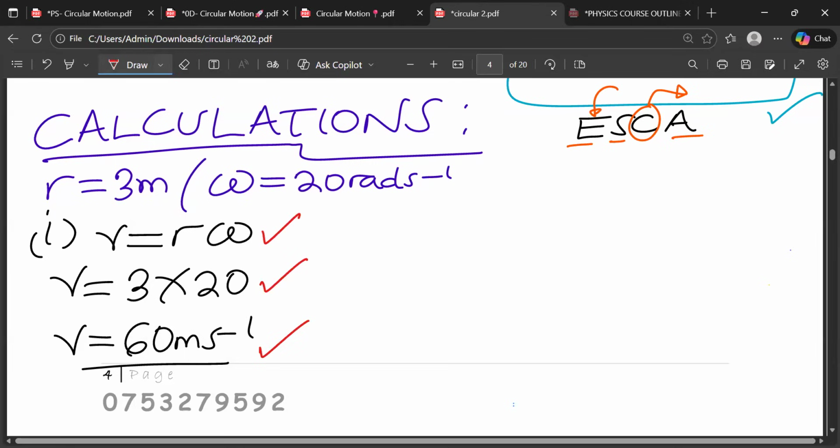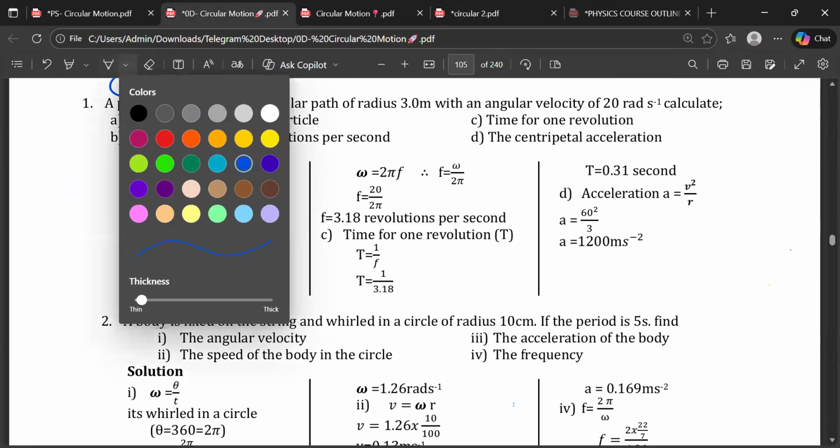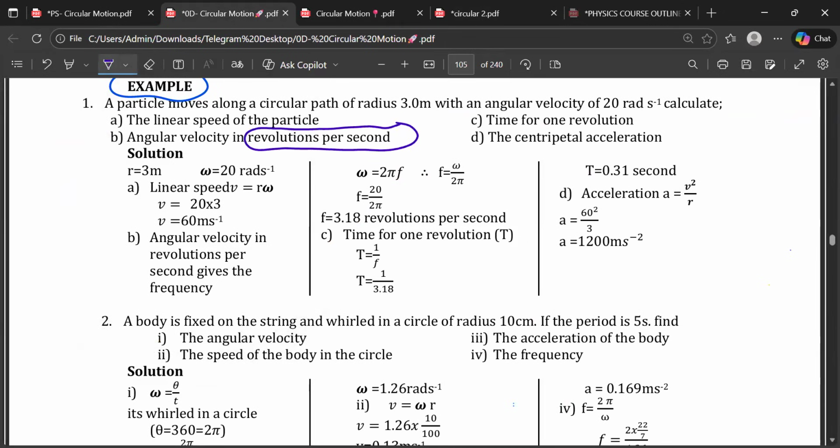Then what else do they want? They asked for the angular velocity, but this time around in revolutions per second. You remember what I told you? That when they tell you revolutions per second, don't waste your time. This is frequency. The statement is even here. That angular velocity gives the frequency. So for you, just get frequency.